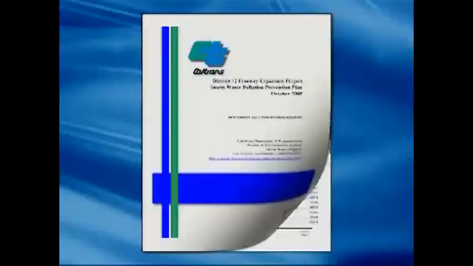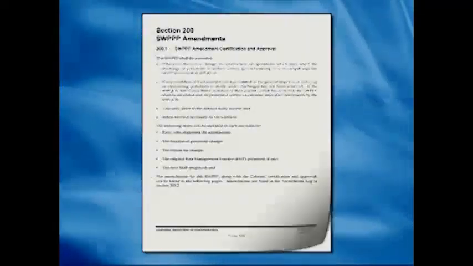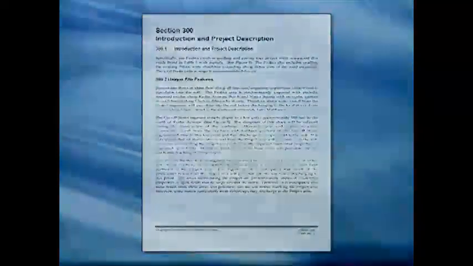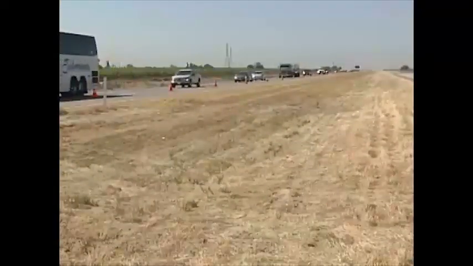The Stormwater Pollution Prevention Plan, or SWPPP, is a document that addresses water pollution control during construction. The contractor is required by the project special provisions to prepare and implement the SWPPP. A SWPPP must be updated weekly during the wet season and every 2 weeks during the dry season.